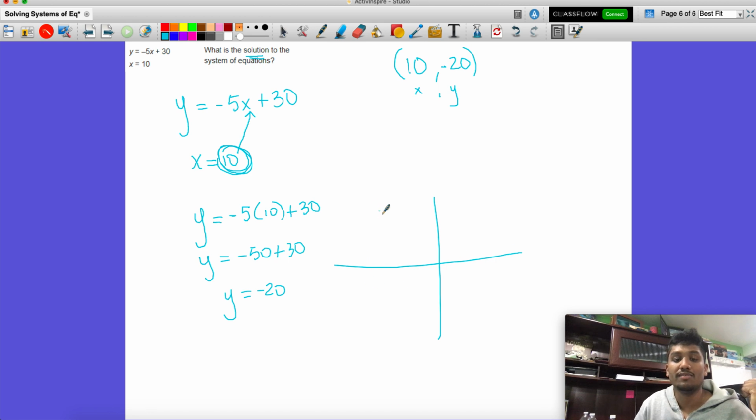If we were to graph it, there would be some point somewhere where they would intersect, and that's not where they would intersect at all, I'm joking. That's totally not right. It might be down here somewhere.